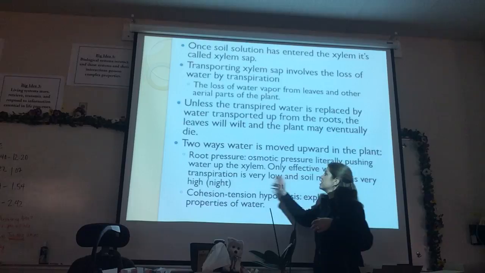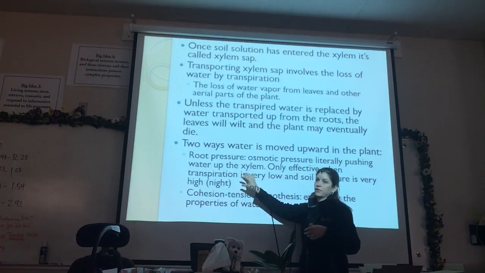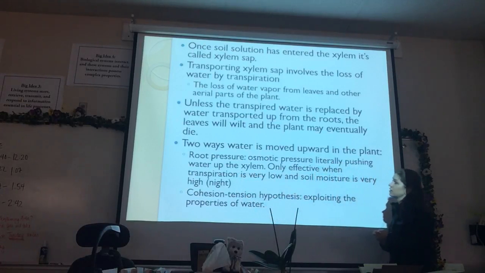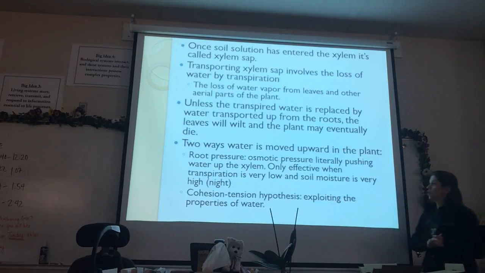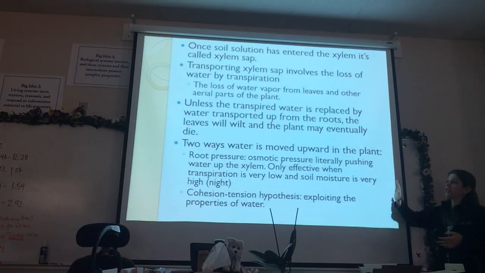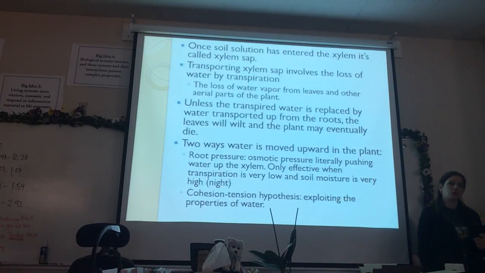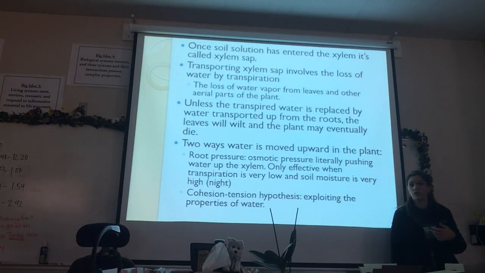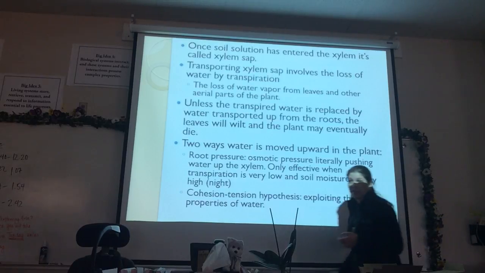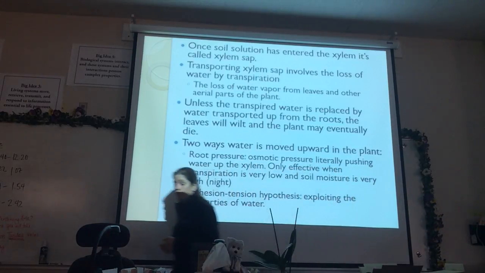Now, this is only going to be effective for giving water to the entire plant when transpiration itself is very, very low and soil moisture is very, very high, such as at night. I would gather that this probably never happens in the state of Colorado because we almost never have very high soil moisture. Unless it's in the winter, in which case we're not doing transpiration at all, right? But in the summer, we just don't have that here, okay?